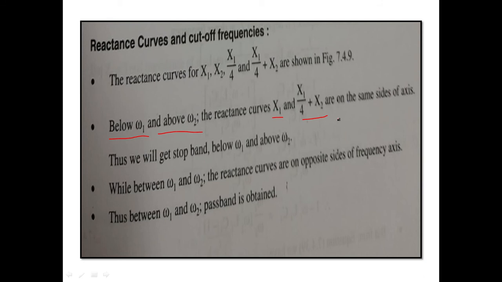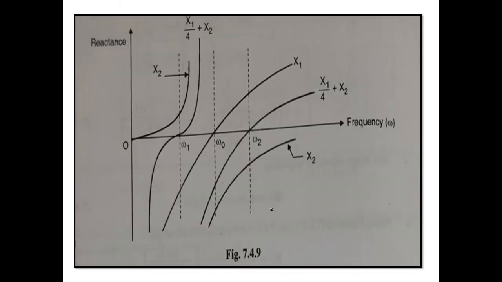same side of the axis. Thus we get the stop band, yes correct, stop band below ω1 and above ω2. While in between ω1 and ω2, the reactance curves are on the opposite sides of the frequency axis. Thus between ω1 and ω2, the pass band is obtained, means in between ω1 and ω2 we have obtained the pass band. Then here X1/4, X2.